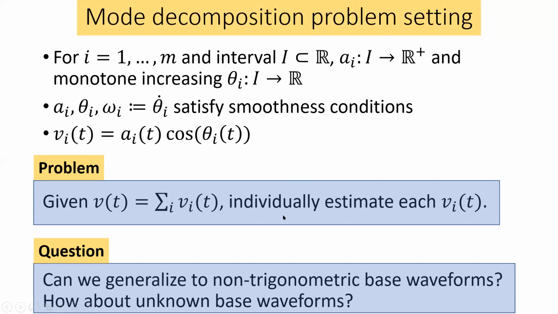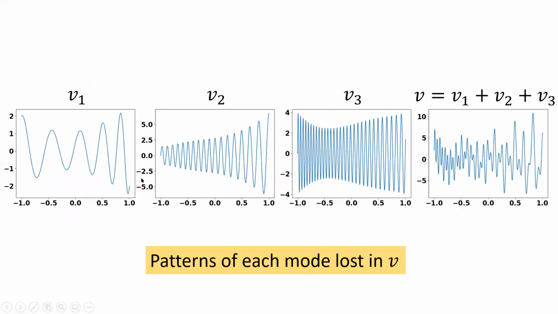The direction we're going in this work is asking ourselves if we can generalize this problem to non-trigonometric based waveforms, meaning we replace this cosine with some arbitrary periodic function. But also, what if we don't even know what this unknown base waveform is? So to illustrate, we have mode 1, mode 2, mode 3. They all have nice, nearly periodic patterns within each of the signals. However, when we combine them, the pattern is lost.